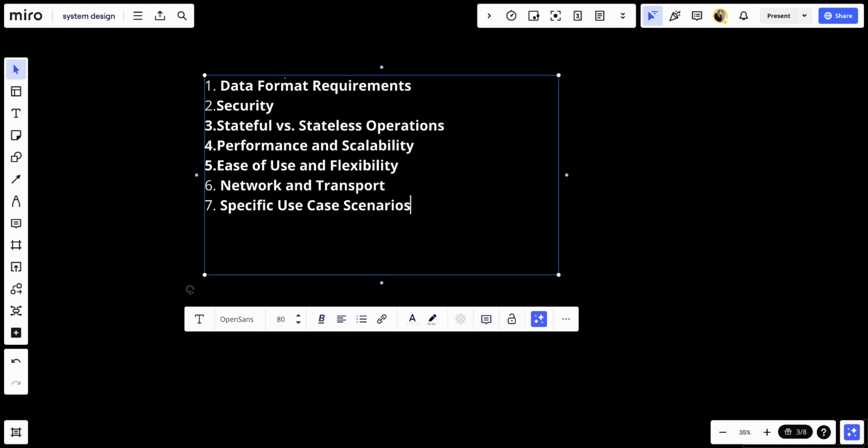In terms of REST, it's ideal for public APIs for web services, especially those accessed by web browsers and mobile apps where bandwidth and resources are a consideration.